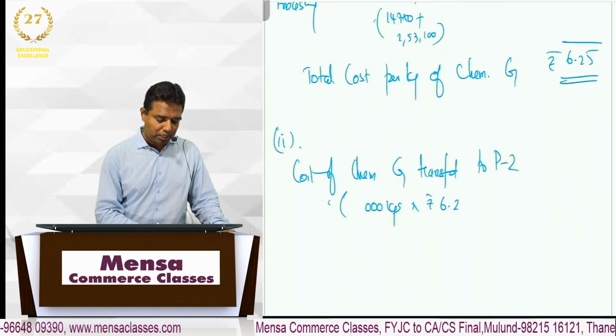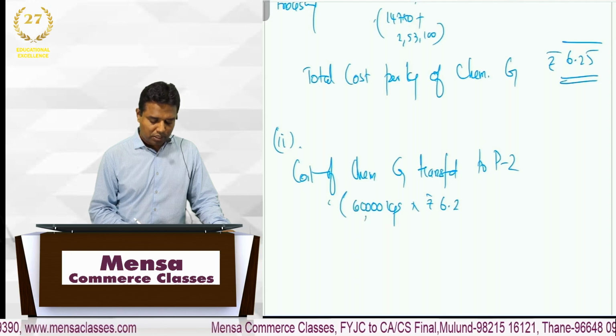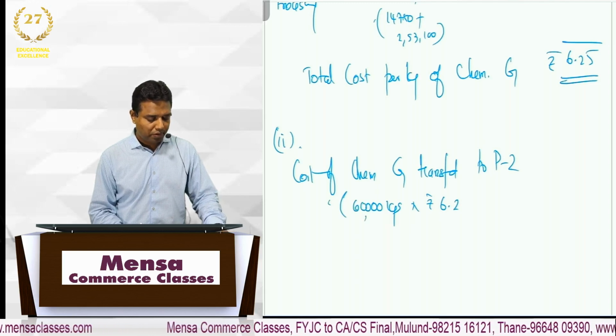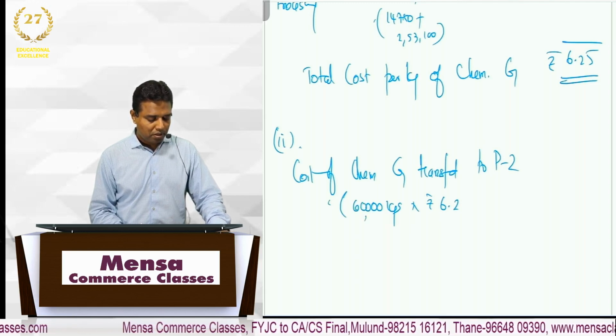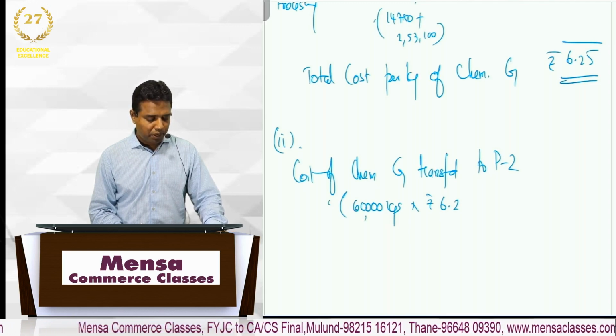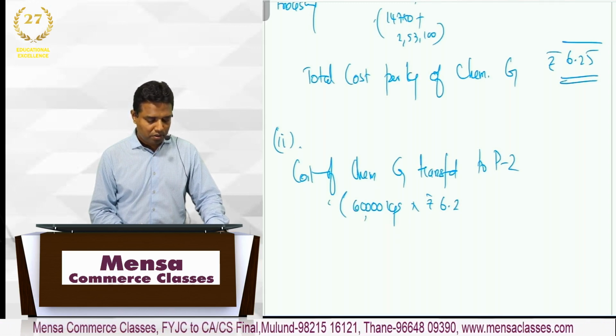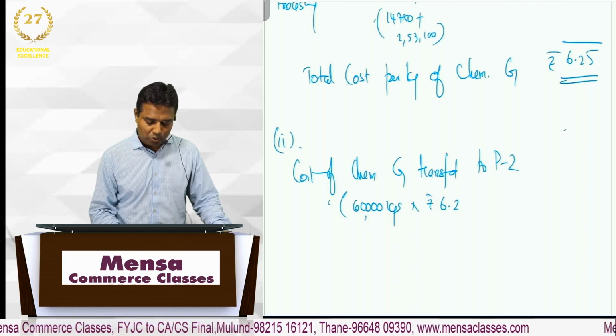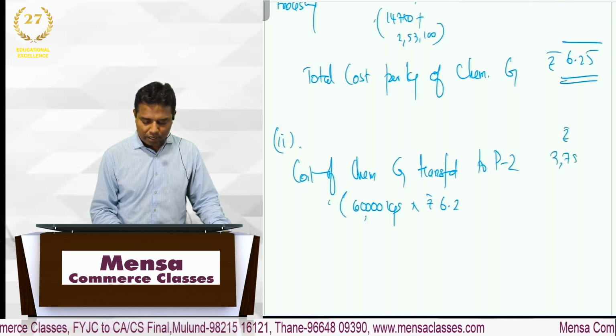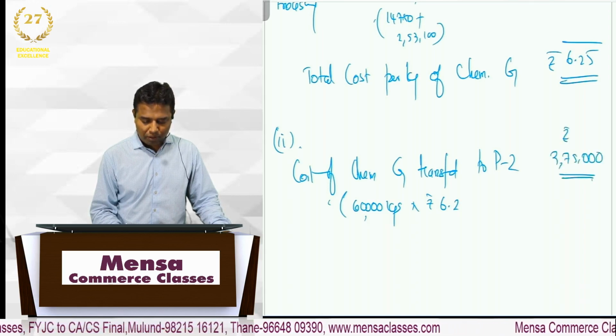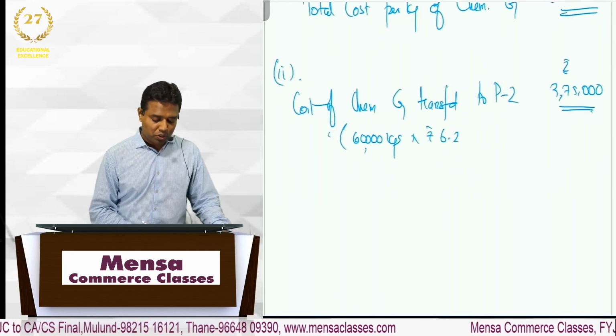We don't need to do it for the entire output, so 60,000 into 6.25, that will come to rupees 3,75,000. Done. Then also the cost of abnormal loss.